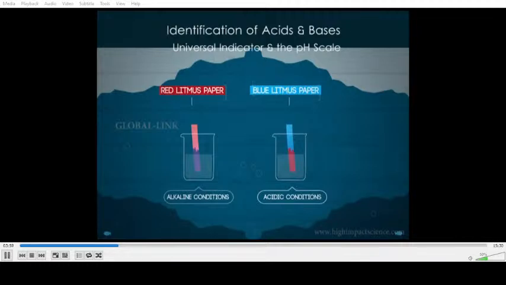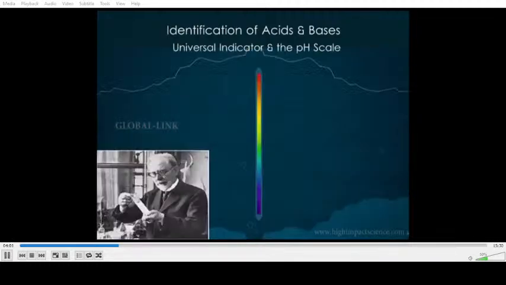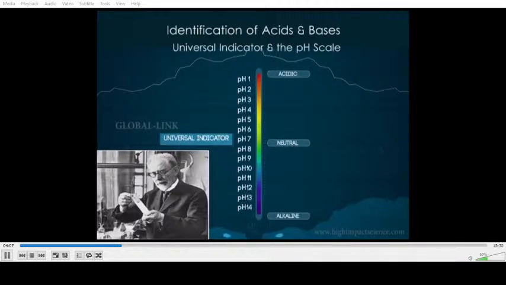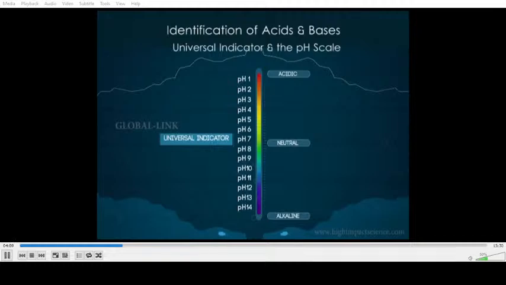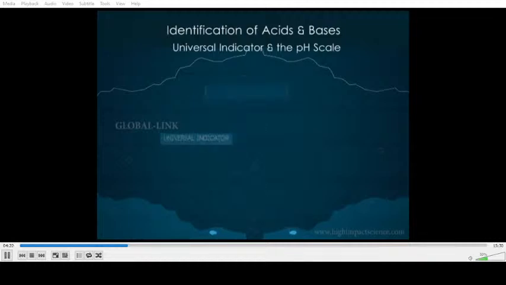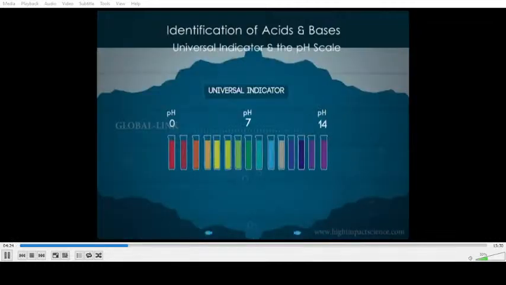In 1909, a Dutch biochemist, Peter Sorensen, introduced a scale to measure the acid and basic strengths. The pH of acidic solutions is less than 7. The pH of alkaline solutions is greater than 7, and neutral solutions is 7. A universal indicator is a mixture of different indicators or dyes which has very many different color changes, and thus it shows us the pH value of a particular solution.